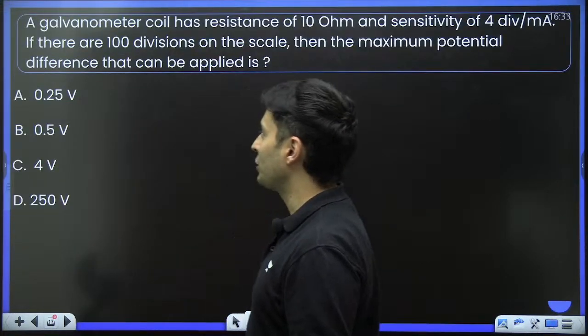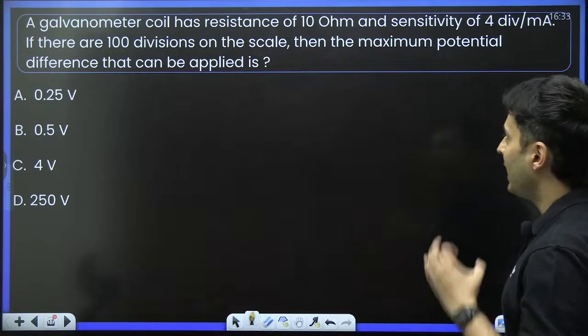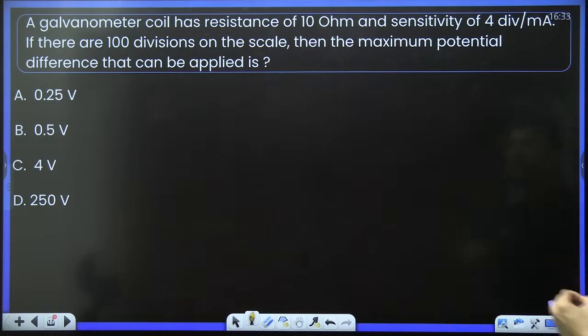Moving on to the next question. There is a galvanometer that has a resistance of 10 ohms, a sensitivity of so much, and 100 divisions on the scale.